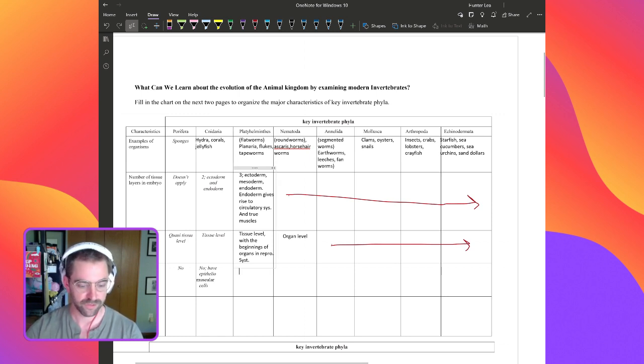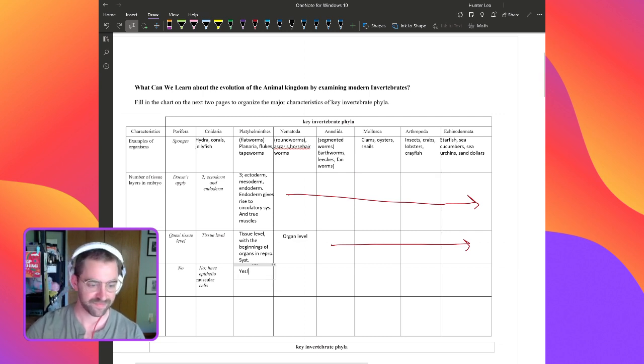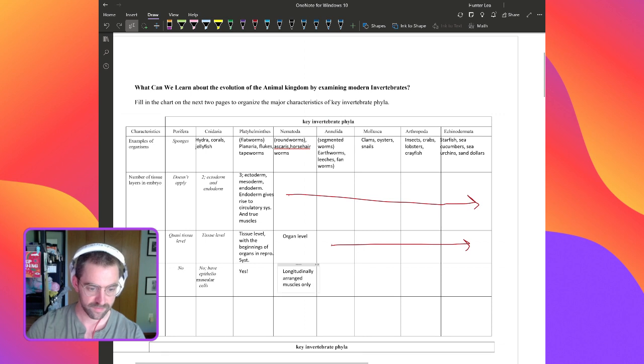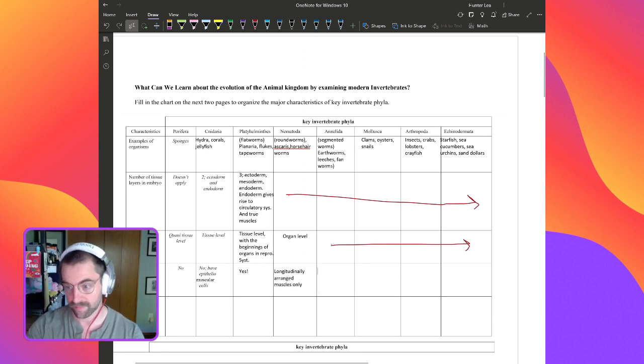We have true muscle cells by the time we get to platyhelminths, nematoda, yes, and we have longitudinally arranged muscles only. Once we get up to Annelida, those segmented worms, we have longitudinal and circular muscles. And then increasing complexity.